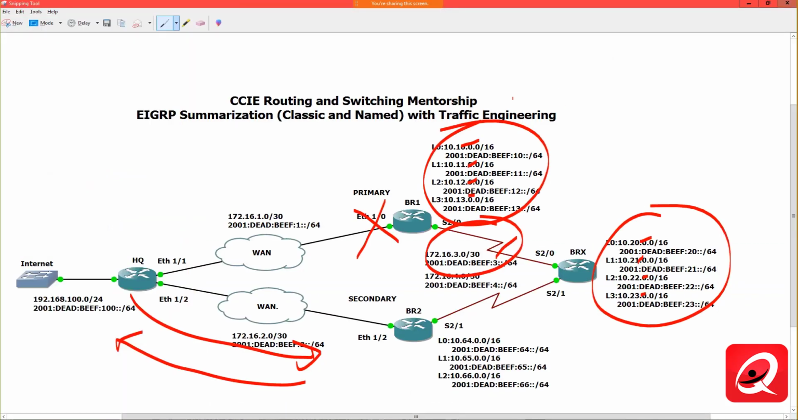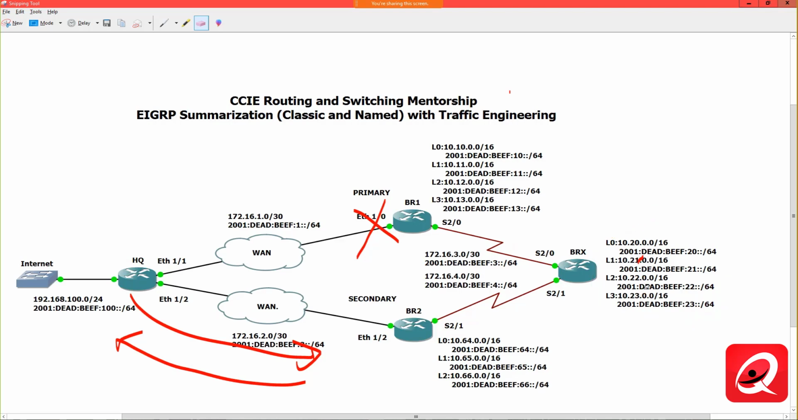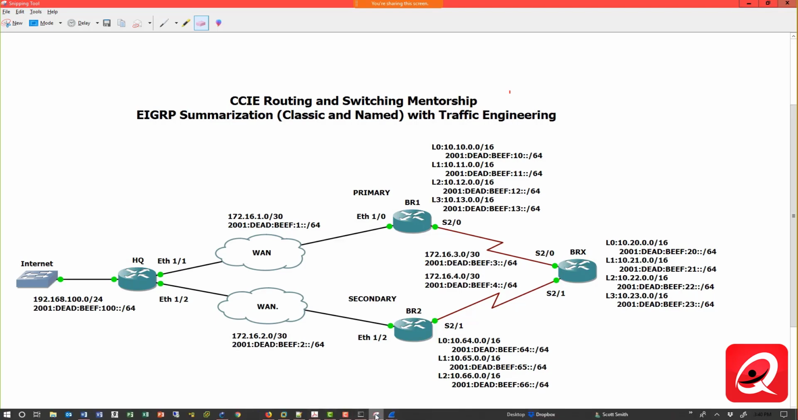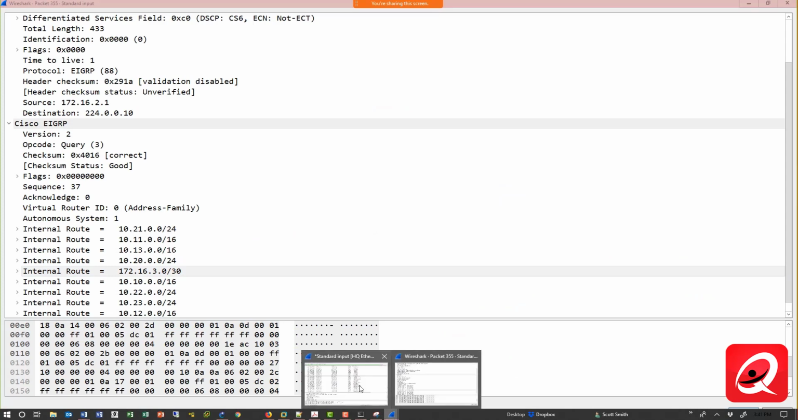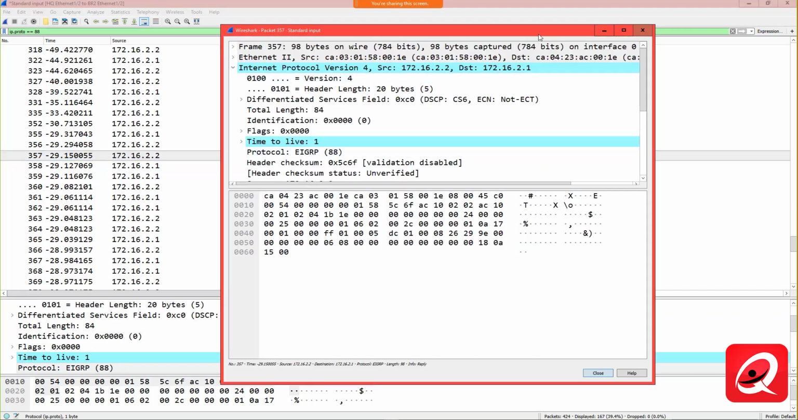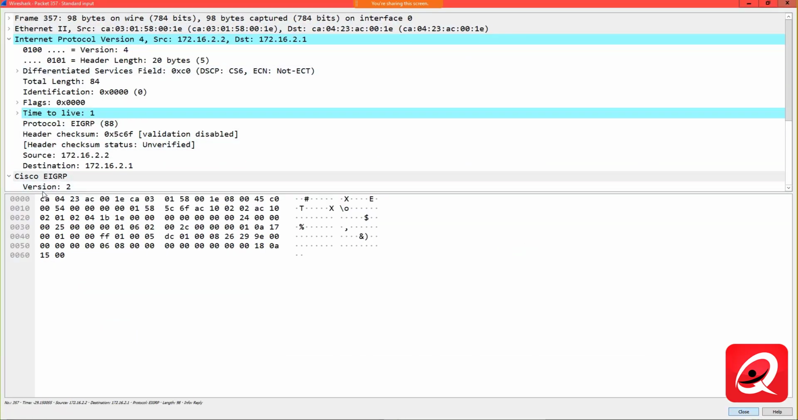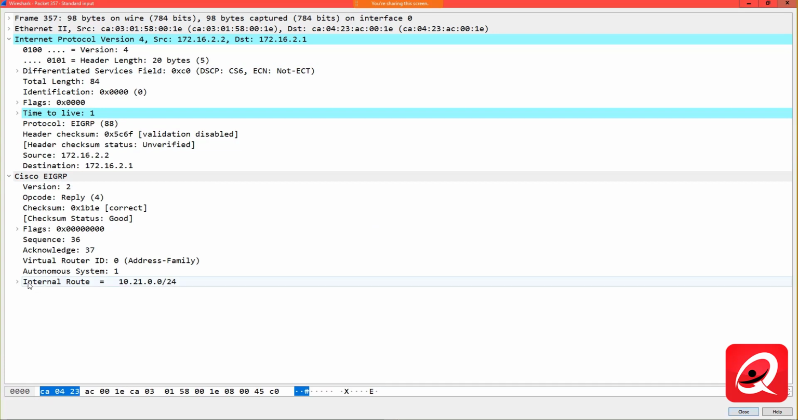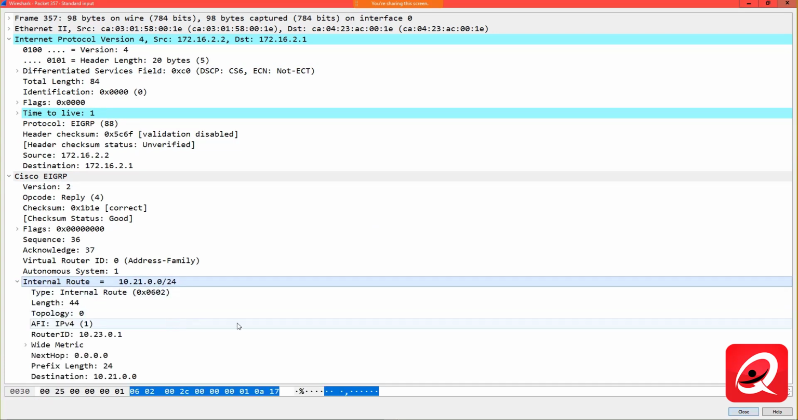We lost our successor. We didn't have a feasible successor to reach those destinations. So we had to send a query to router BR2, and BR2 is then going to in turn have to respond to that query saying, I still have a route to those destinations. And if we go back to our Wireshark capture, we can see the reply from here. It's coming from router 2.2, and it's a unicast reply to router 2.1, interface 2.1. And sure enough, in the payload, we're seeing, okay, here's a reply for this route, by the way.